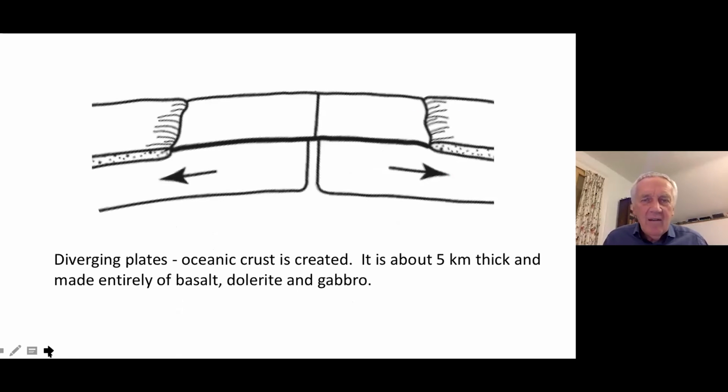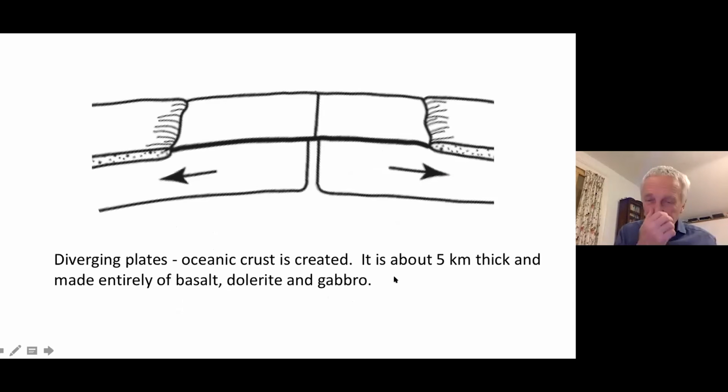So here we are, plates moving apart. What happens? The diverging plates lead to the creation of new oceanic crust. It's about 5 kilometers thick, and it's made entirely of basalt, dolerite, and gabbro, the fine, medium, and coarse-grained products of when basalt magma freezes.